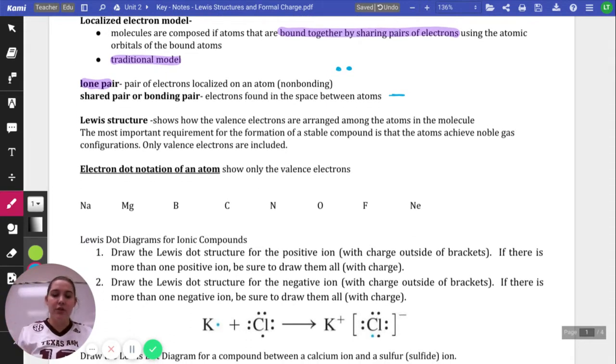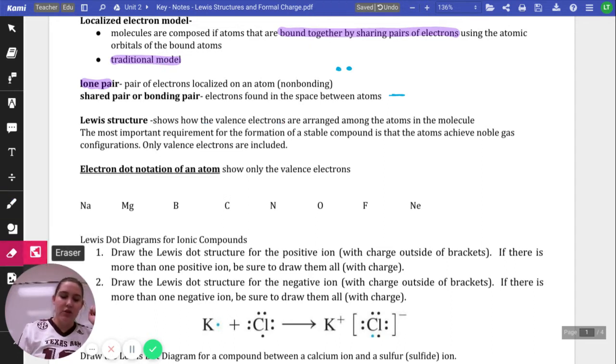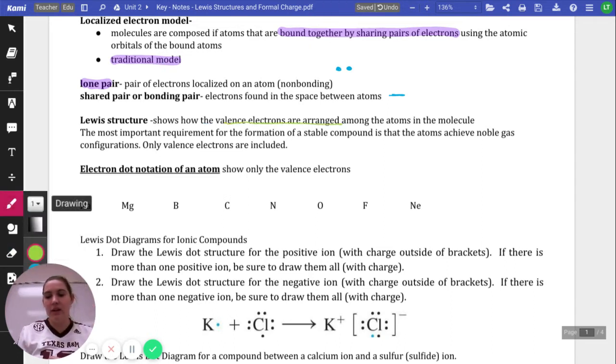Lewis structures show us how the valence electrons are arranged. The point of Lewis structures is that what we're trying to show is the formation of that stable compound, so that they achieve those noble gas configurations. Only valence electrons are included in Lewis structures. We don't draw all the electrons. We only draw the valence electrons.